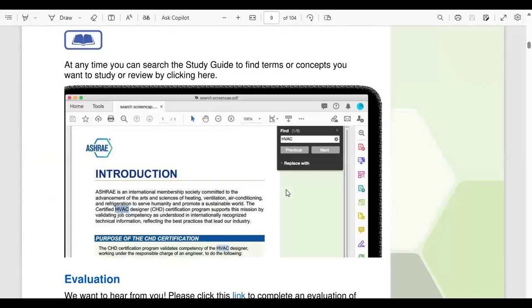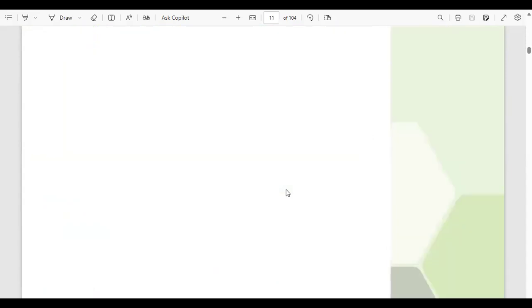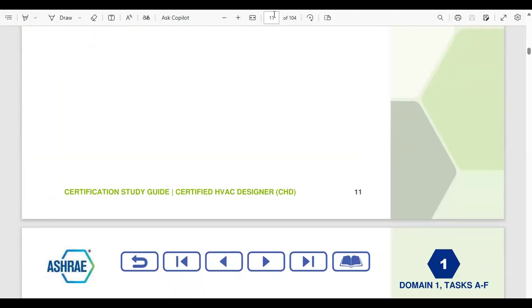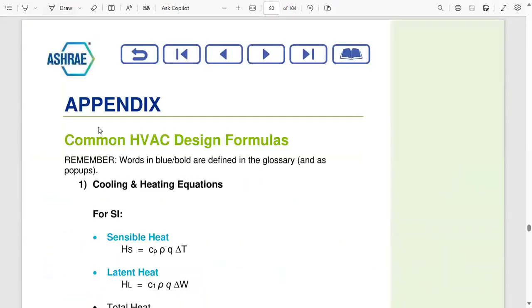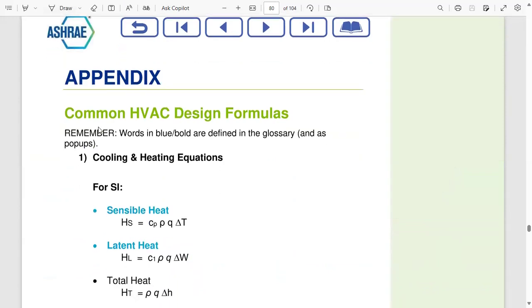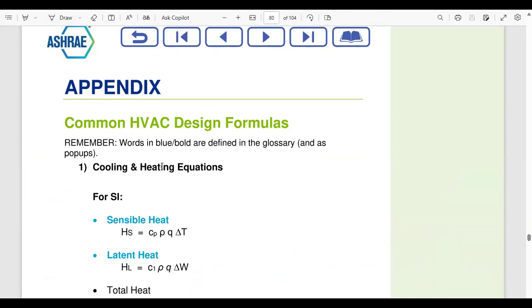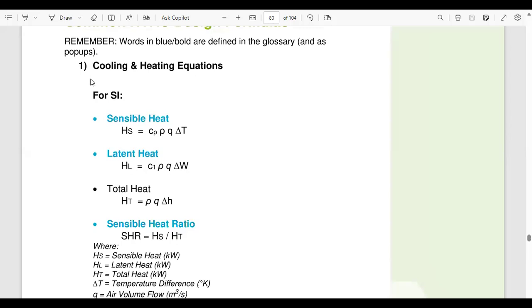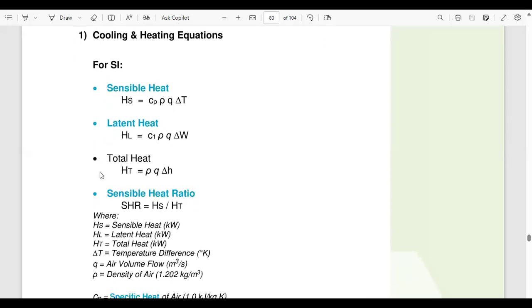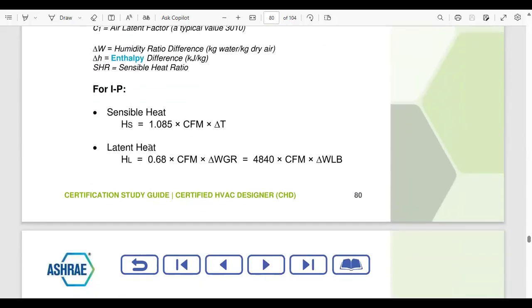But the most important thing about the real exam that we find in the study guide are the mathematical equations. If you go to PDF page number 80, here is an appendix. In the appendix, we find all the relevant equations, and these particular equations are really important for the exam. For instance, we get cooling and heating equations here, and they are in SI units. If you're comfortable with SI units, you can go ahead and use them. And there are IP units.